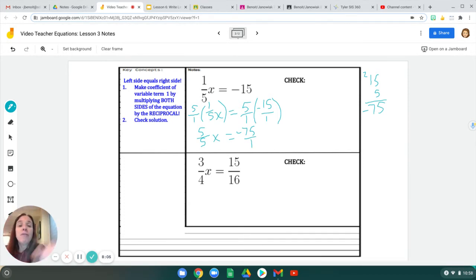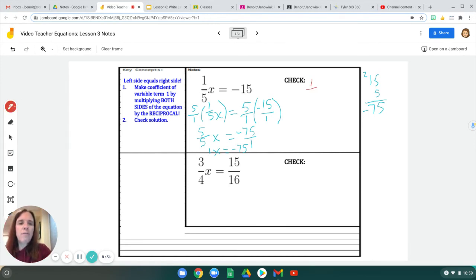All right, 5/5 can be simplified to 1x. And then we have -75 can be simplified by just taking that denominator off. So to make this equation true, we're saying the answer for x, what you substitute in, is going to be -75. Let's see if that's true. Okay, we're going to do our substitution here.